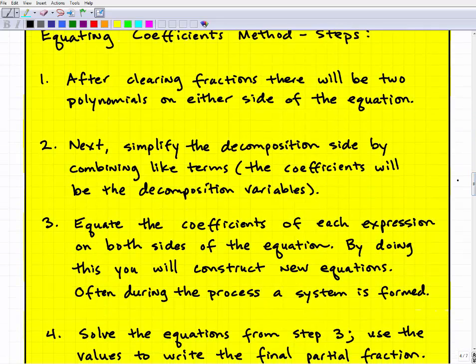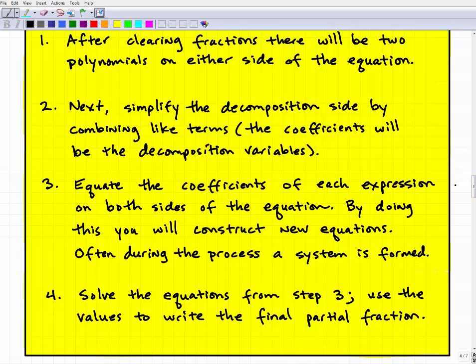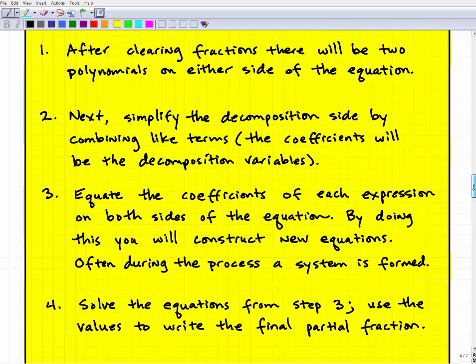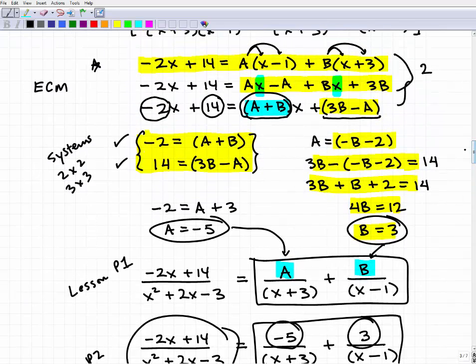And then step 3 is we're going to equate the coefficients of each expression on both sides of the equation. By doing this, you'll construct new equations. Often this is going to be a system. So what is meant by that is over here. This is step 3 of those instructions.